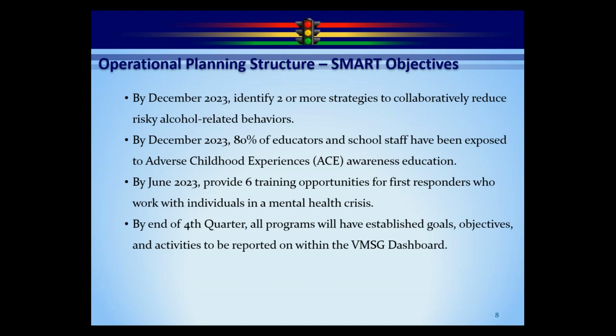By the end of fourth quarter, all programs will have established goals, objectives, and activities to be reported within a VMSG dashboard. And then again, our example for today: reduce smoking at Wayne High School by 25% by the end of the school year. So again, the objectives have a lot of specificity, if that's a word, when we're going to get to them, exactly how much we're going to do, and specifically what we're going to do.